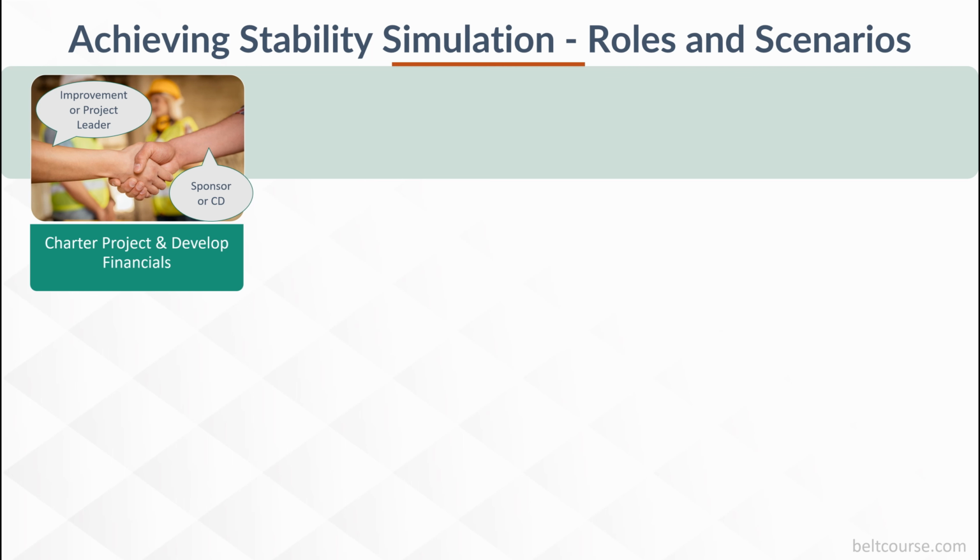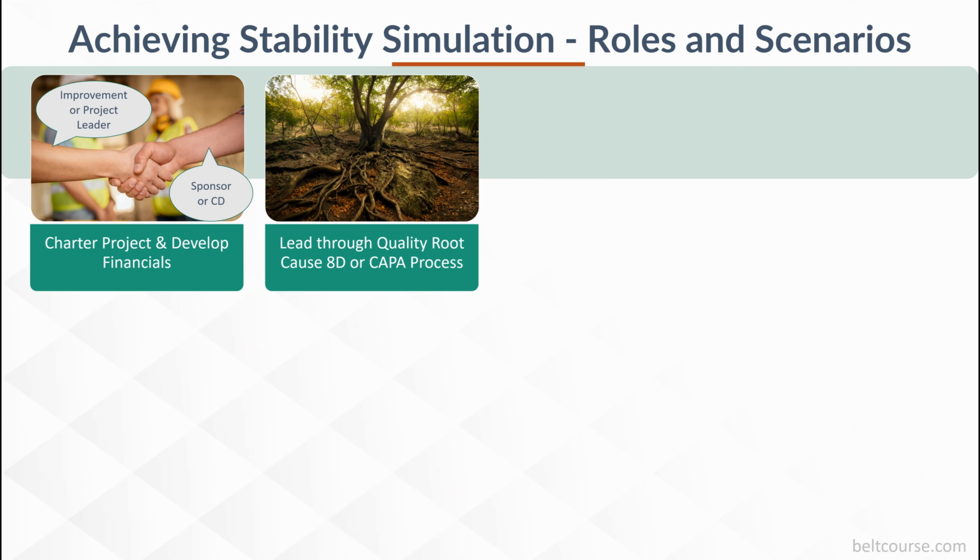We might have multiple projects handling various problems in this simulation. So we'll probably break into groups. One of the projects could be around a quality incident and root cause corrective action. If that's the case, then a leader or member of quality management would lead a team through the 8D and corrective and preventive action process.